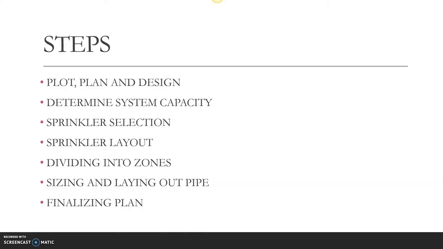Yesterday, for the past two sessions, we have discussed plot, plan, and design, and how to determine the system capacity, selecting the sprinklers, and then sprinkler layout. So, today I'm going to discuss the rest of the things, such as dividing into zones, sizing, and laying out pipe. Before getting into that, I just want to make you aware of two things which we need to keep in mind when we are designing an irrigation system.